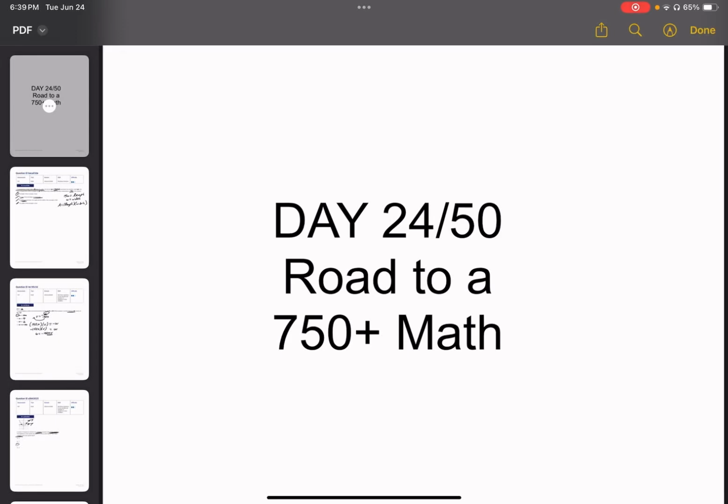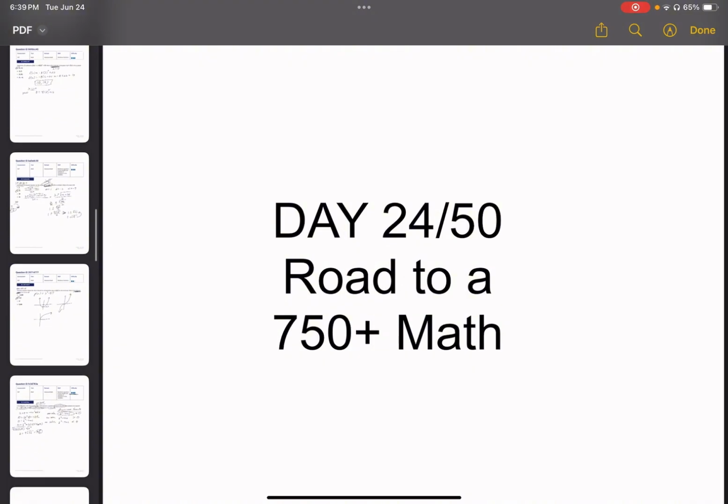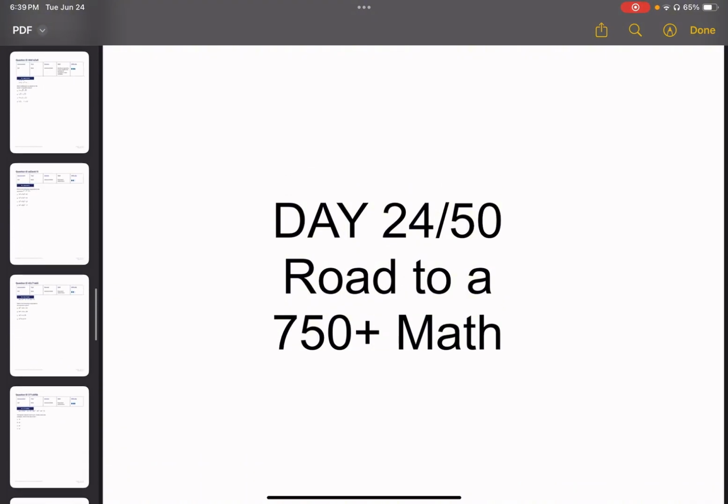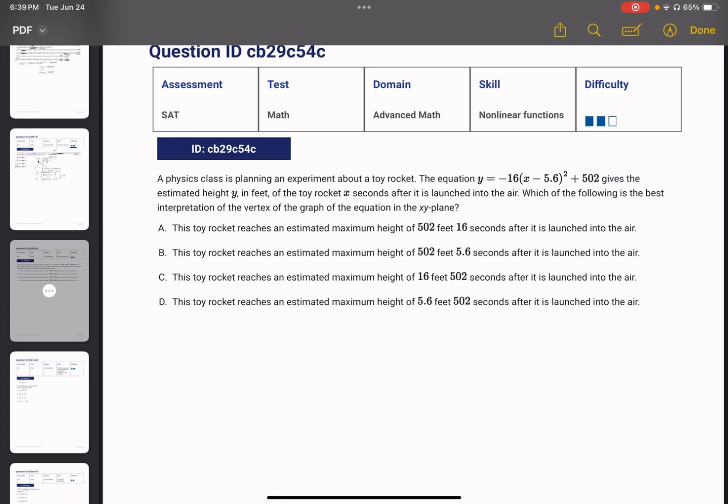Welcome back, everyone. We're on day 24 out of 50 now of our journey to scoring a 750 or higher on our SAT math section. So today we'll be tackling some more advanced math problems, and we're going to start over here. This is a physics problem, but deals with our parabola.